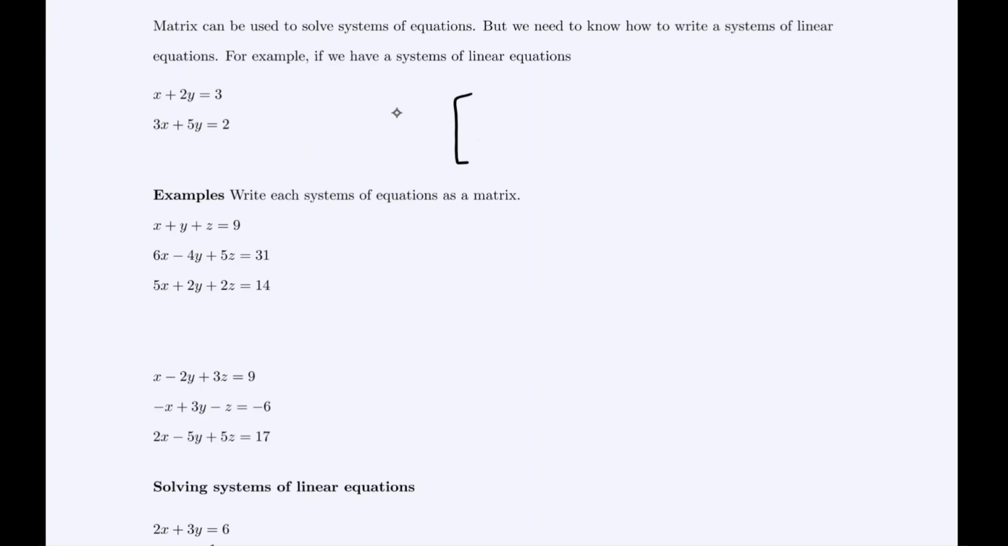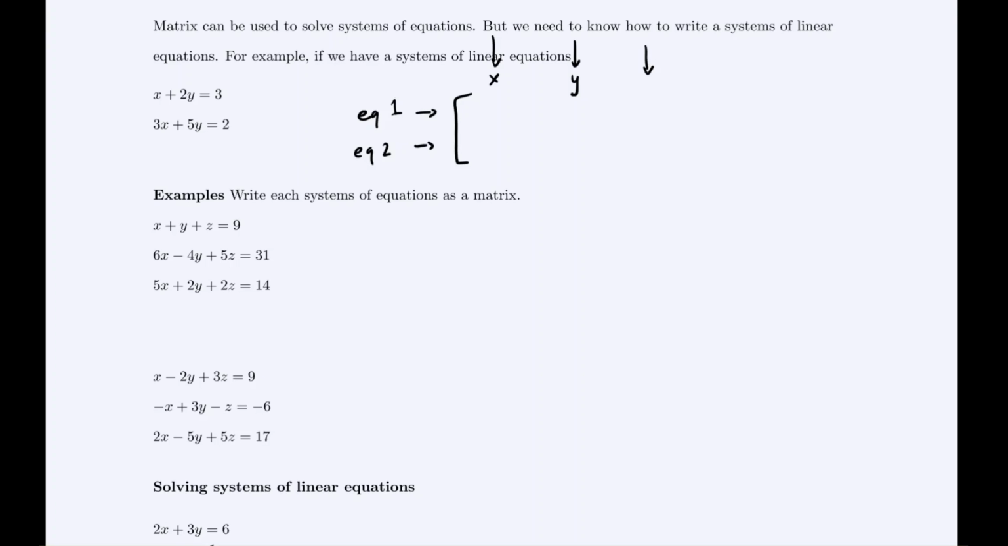the two equations. So the first row is going to be for equation 1. The second row is going to be for equation 2. And then we have columns. The first column is for the first variable, in this case variable x. The second column is for the second variable, variable y. And the third column is going to be for the number that it's equal to.